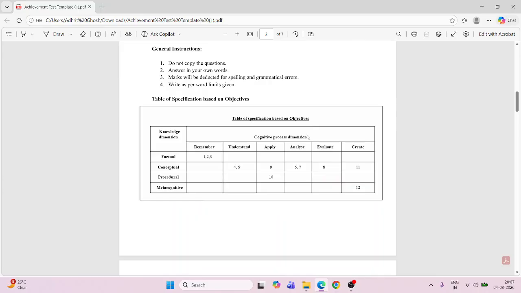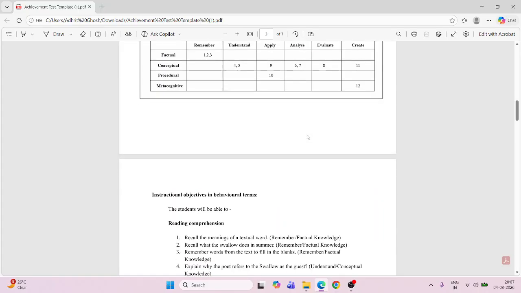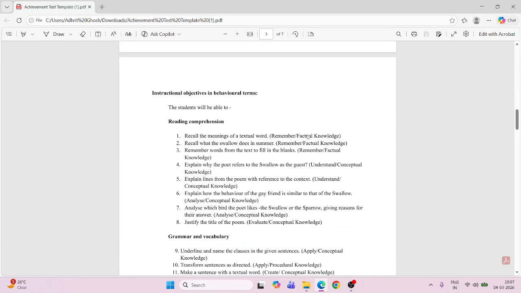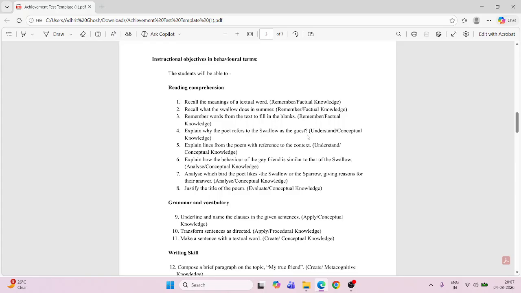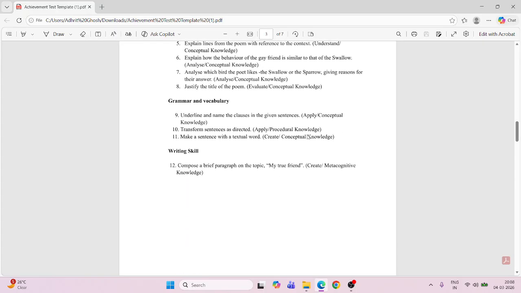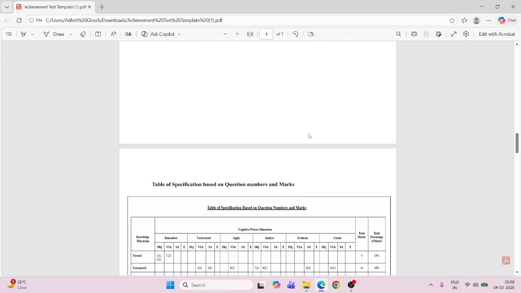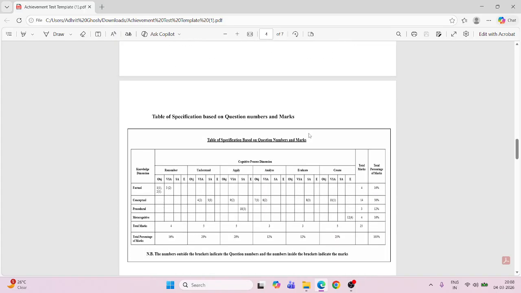Then place the table of specification based on objectives. Then go for instructional objectives in behavioral terms. Divide them into 3 segments: reading comprehension, grammar, and vocabulary. Do the numbering as per the question paper set, the question numbers. Let the objective numbers tally with the question numbers. Then you give the table of specification based on question numbers and marks, which is going to be a bit in detail, wherein you also calculate the total marks and the total percentage of marks.